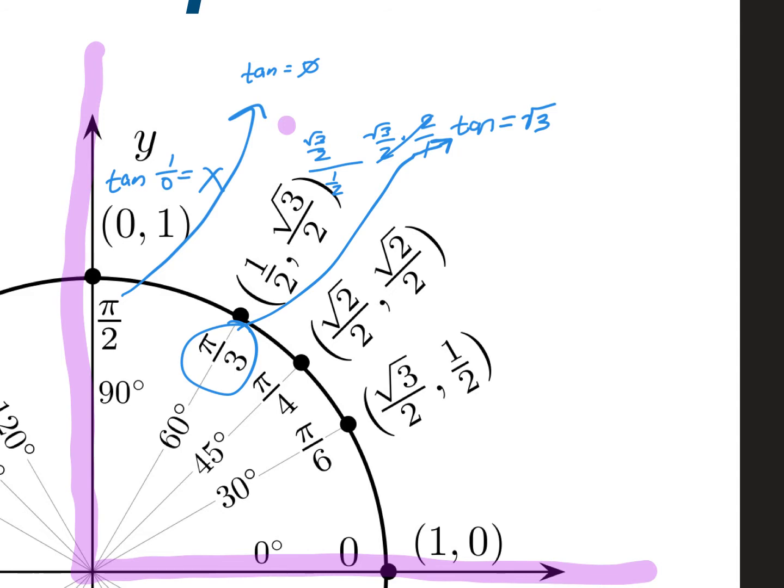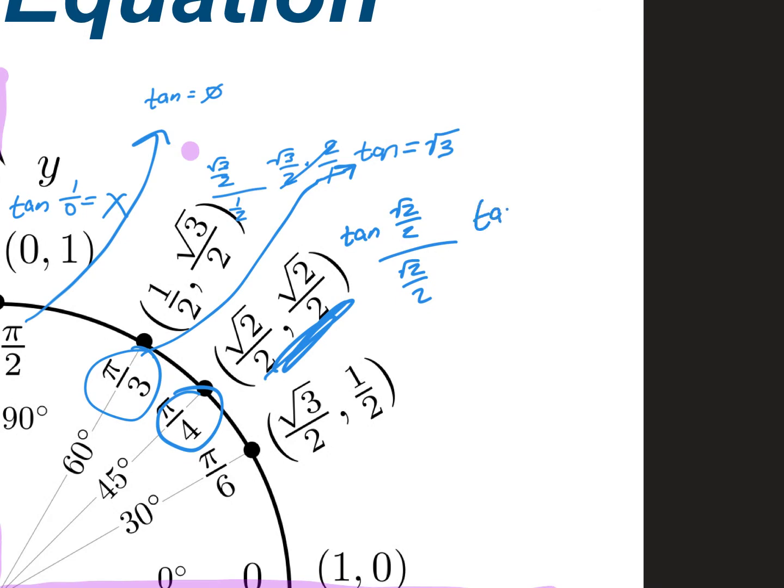So here at pi over 4, when your ordered pair is root 2 over 2 comma root 2 over 2, your tangent would be root 2 over 2 divided by root 2 over 2. What is this? Anything divided by itself? Not 0. 1. So the tangent at pi over 4 is 1.